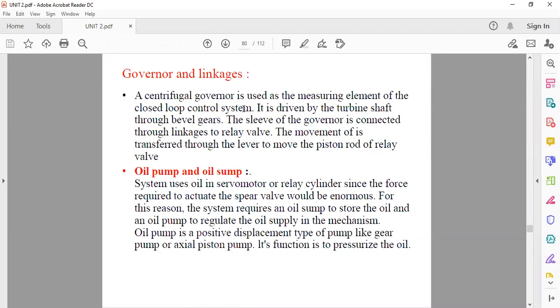The oil pump and oil sump system use oil in the servo motor or relay cylinder, since the force required to actuate the spear valve would be enormous. So for this reason, the system requires an oil sump to store the oil and an oil pump to regulate the oil supply in the mechanism. The oil pump is a positive displacement type of pump like a gear pump or axial piston pump. Its function is to pressurize the oil.